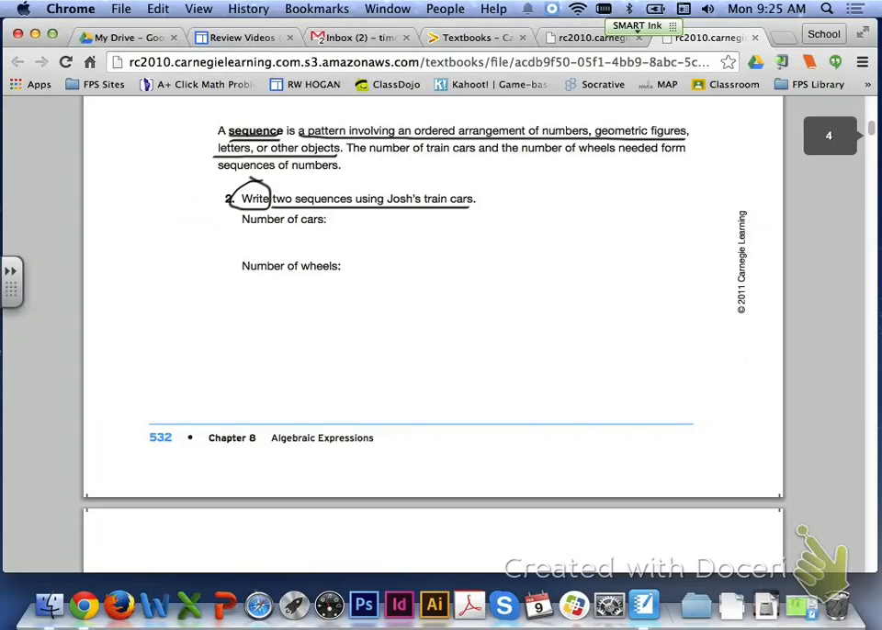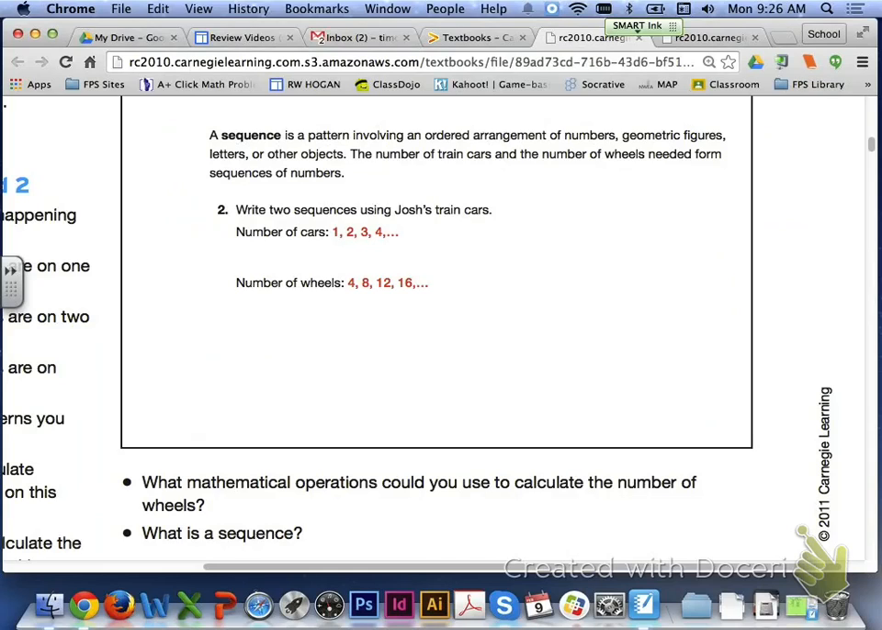Take a look at number 2. It says to write 2 sequences then using Josh's train cars, 1 for the number of cars and 1 for the number of wheels. The sequence for the number of cars would be 1, 2, 3, 4. And the sequence for the number of wheels would be 4, 8, 12, 16.